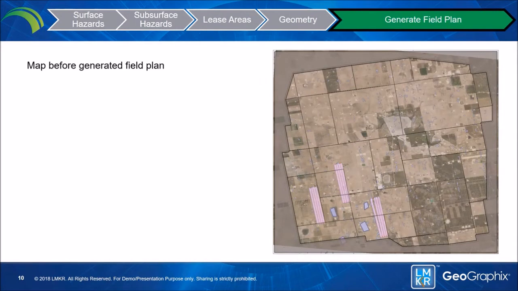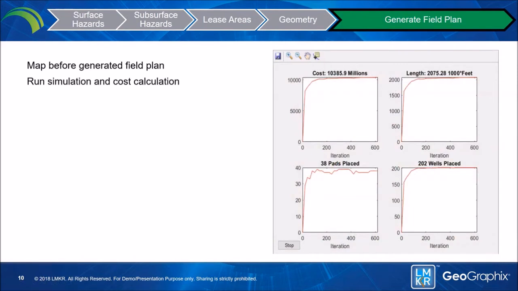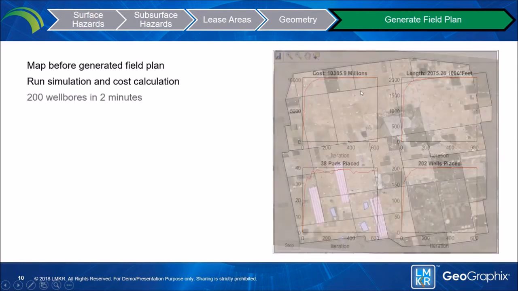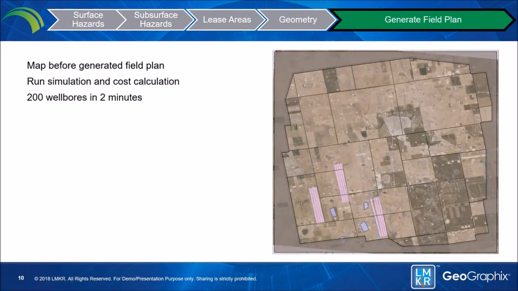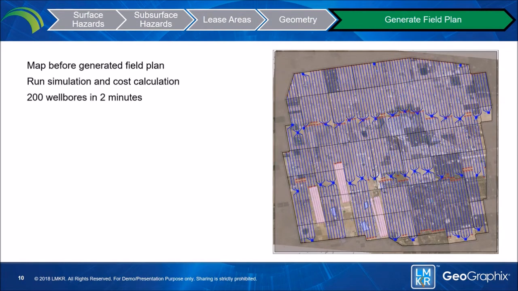So here's your map before we generated the field plan. We have the subsurface hazards, we have the polygons, we have the surface hazards in terms of slope that are very small over here. And we run the simulation and it gives us a cost calculation. You'll also see how many pads are placed as the simulation runs through iterations. You'll see how many wells are placed and the length and the cost in millions. And you have 200 well bores in 2 minutes, and the result looks like this.